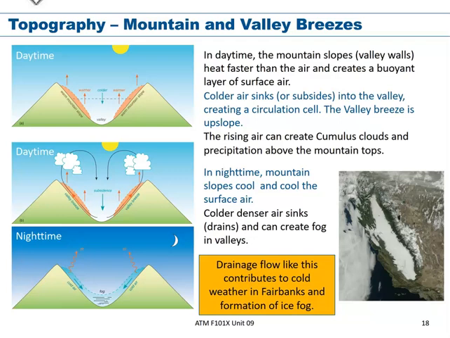At night, the mountainsides cool and form a drainage flow into the valley. Cold air sinks into the valley floor, and fog often forms in the cold valleys. The flow can support the development of inversions, trapping of emissions, and reduction of air quality. Drainage flows in the Tanana Valley contribute to the cold conditions in Fairbanks in the winter and amplify the cold conditions on the valley floor.